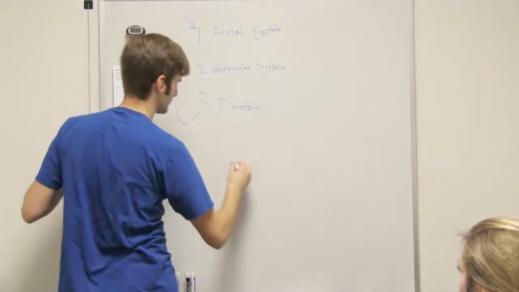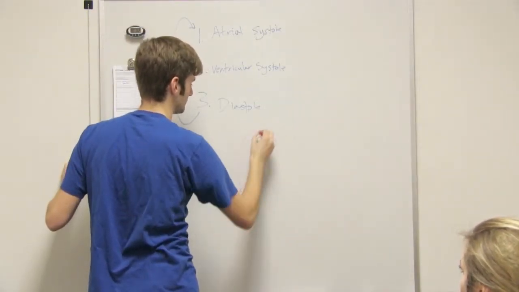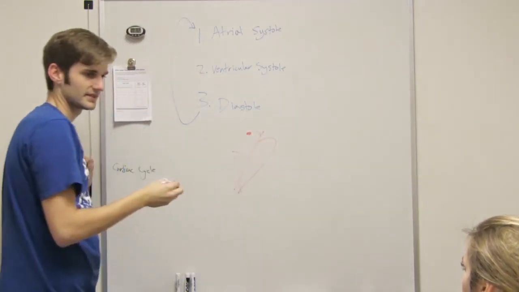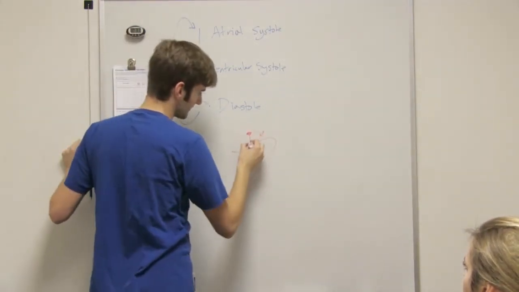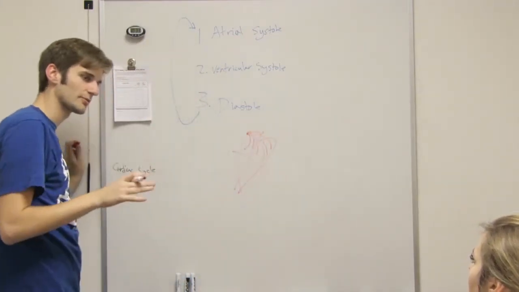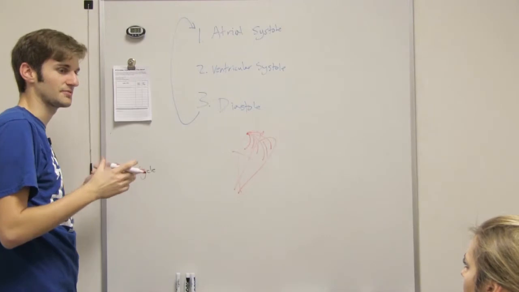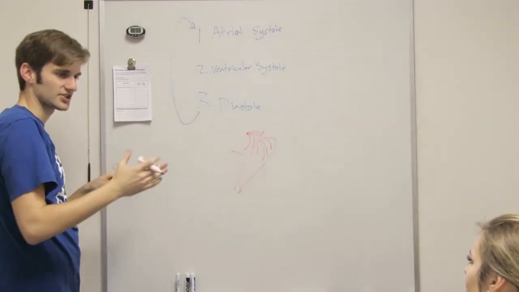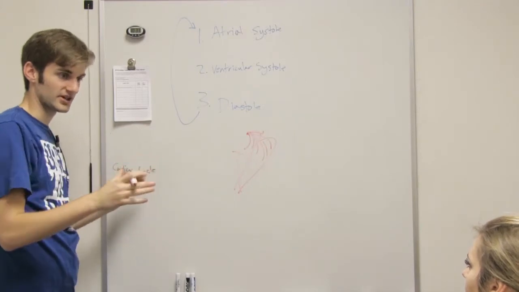So if I were to draw the heart again, the SA node is right there. Okay. And the SA node is a nerve that sends signal to the 2 atriums to contract all at once. Okay. That's very important because if one contracted before the other, it'd all be messed up. Yeah. And so the SA node's in charge of signaling both atriums to contract.